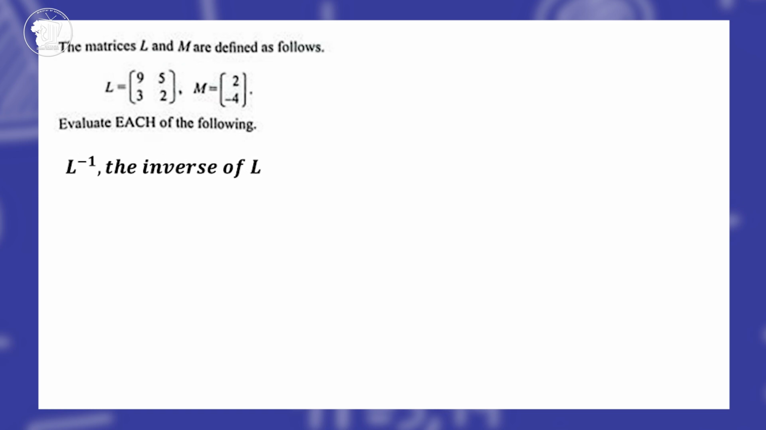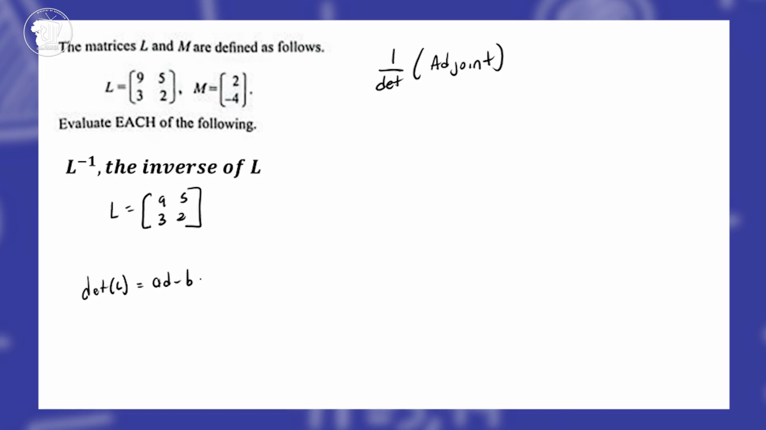The next one says, the matrices L and M are defined as follows. They have the same matrices. And next, they want us to find L inverse, the inverse of L. So we have the matrix L, which is 9, 5, 3, 2. We want to find L inverse. So in order for us to find L inverse, it's 1 over the determinant multiplied by the adjoint. So let's find the determinant of L. So the determinant of matrix L would be AD minus BC.